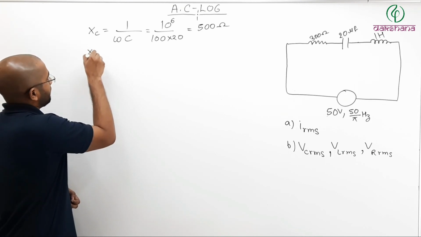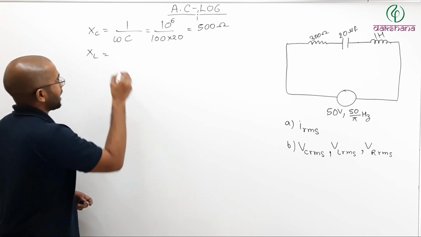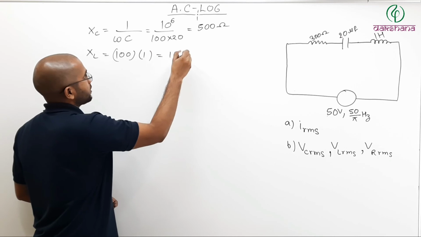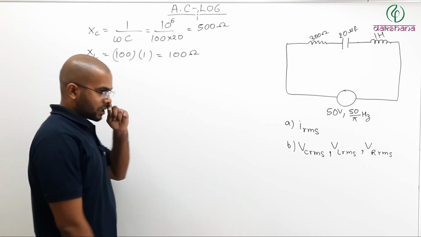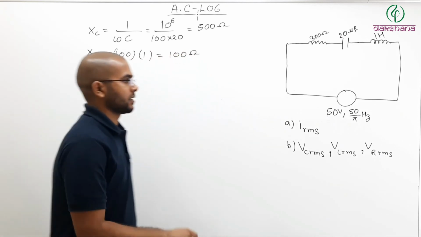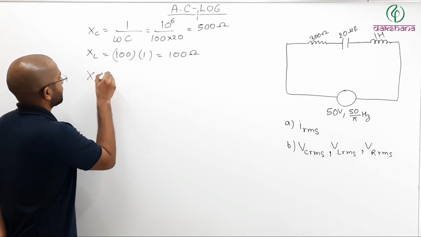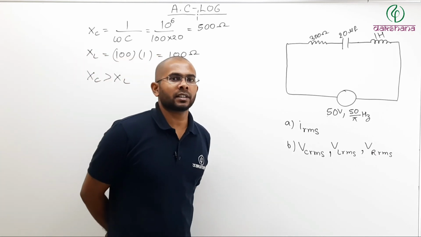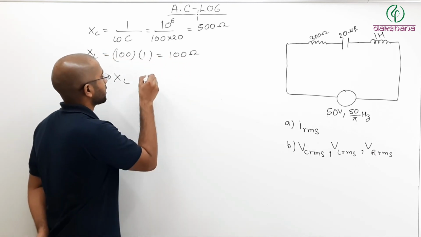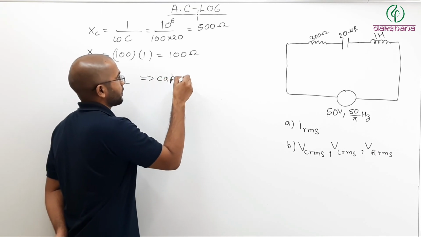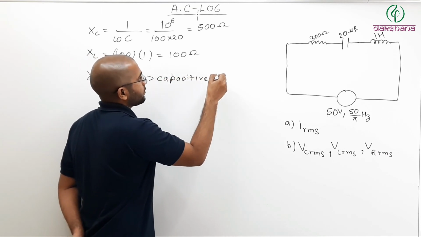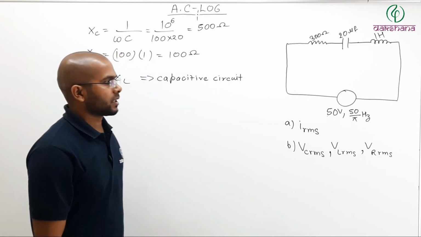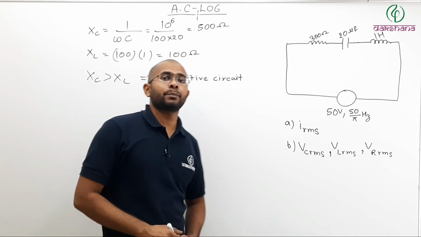What about XL? XL is omega times L. So 100 times L, which is 1, so that is 100 ohm. As you can see, XC is greater than XL. If somebody asks what kind of circuit this is, whether capacitive or inductive, it will behave like a capacitive circuit. They have not asked, but still, it is a capacitive circuit.